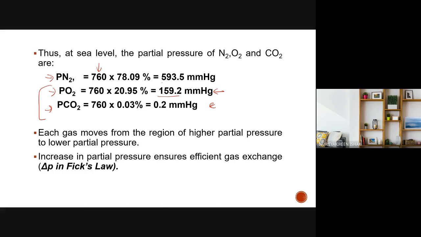Okay, so each gas moves from the region of higher partial pressure to lower partial pressure. So the increase in partial pressure ensures efficient gas exchange, which is delta P increase. So sebenarnya kalau the way that you write partial pressure ni, yang 2 mesti subscript, maksudnya P, O2, P, okay, macam tu. Okay, gas tu mesti subscript, bukan sama level dengan P.